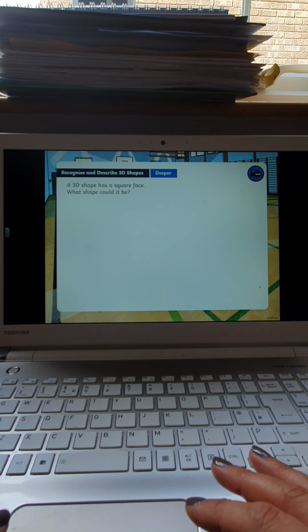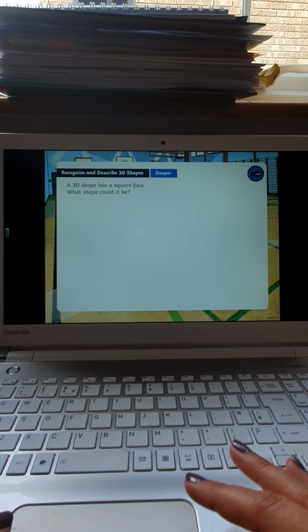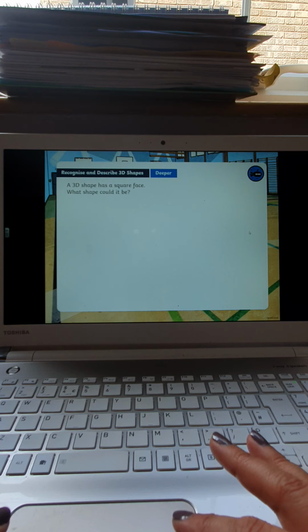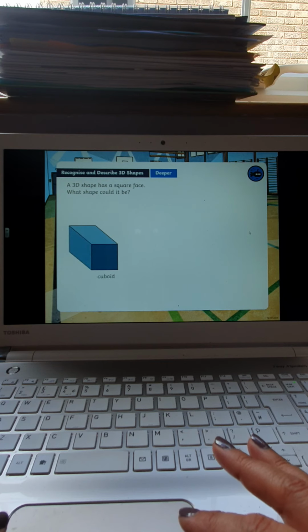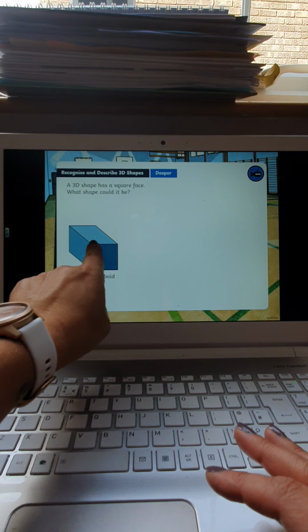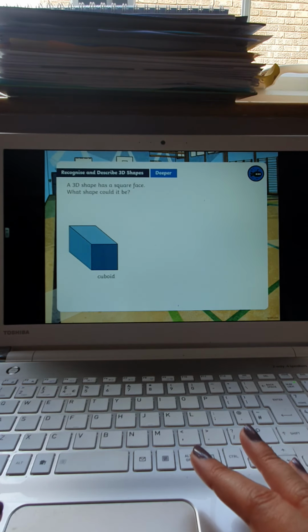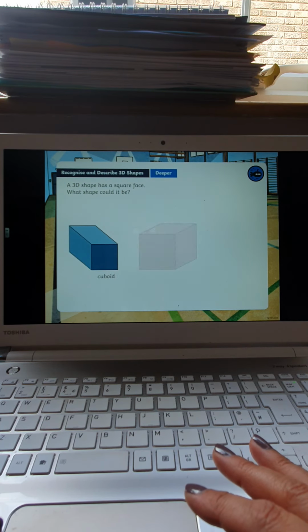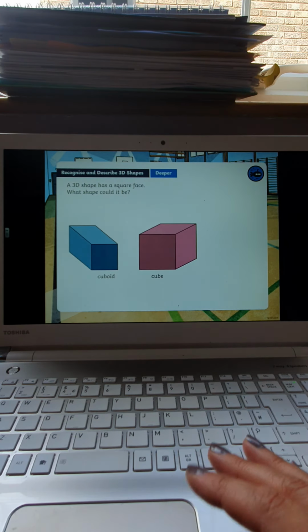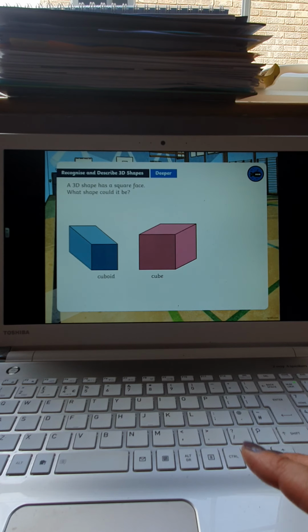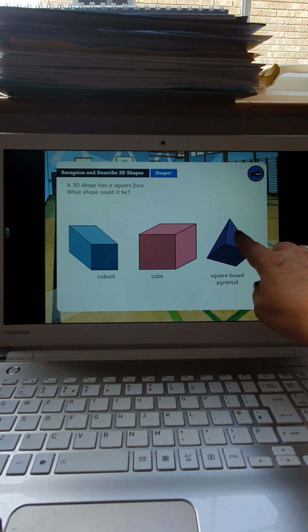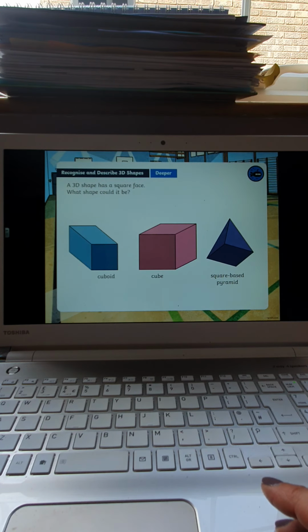So if a 3D shape has a square face, what shape could it be? It could be a cuboid. It has 2 square faces, but the rest of them are rectangular. It could be a cube, where all the faces are square. It could be a square-based pyramid, which has a base, which is a square, but then the other faces are all triangular.